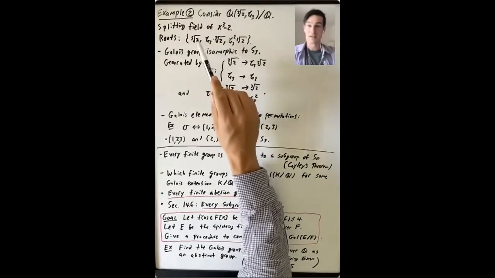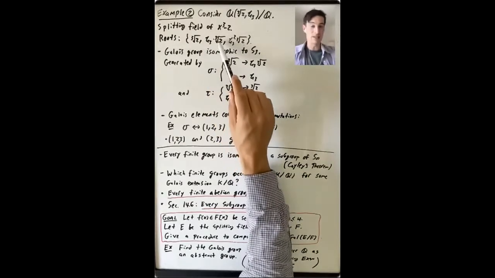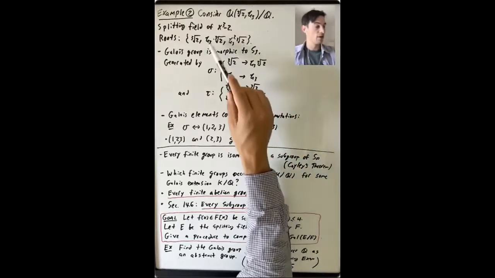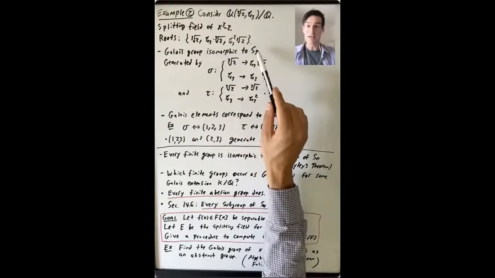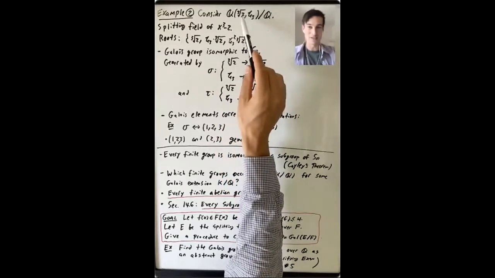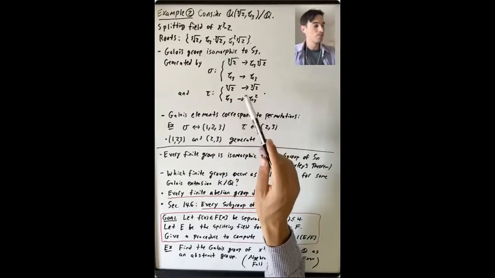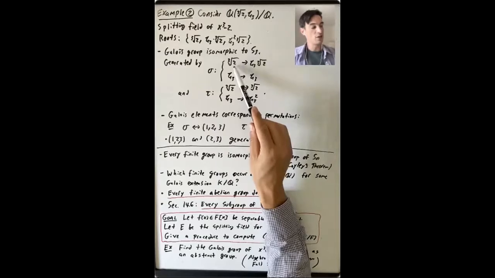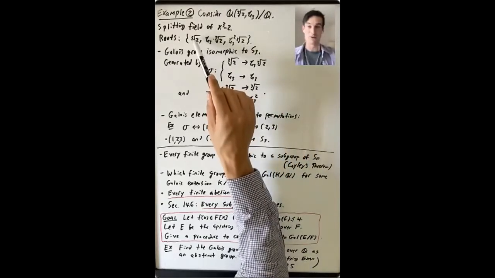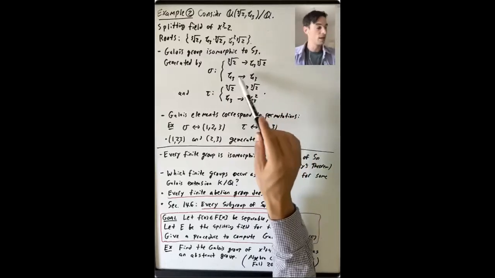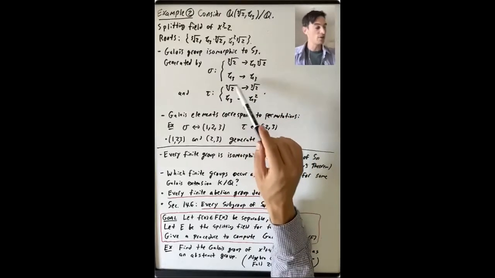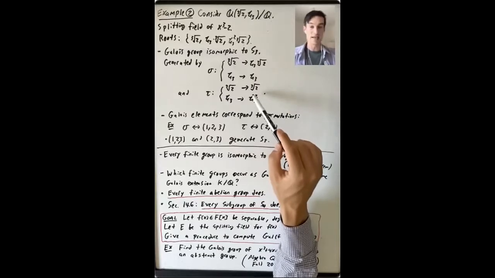What are the roots? Cube root of 2, zeta 3 times cube root of 2, and zeta 3 squared times cube root of 2. We have seen that the Galois group is isomorphic to S3, and that it's generated by these two particular automorphisms of this field fixing Q. Sigma, which sends cube root of 2 to zeta 3 times cube root of 2. So it sends the first of our roots of our irreducible polynomial to the next one. And zeta 3 to zeta 3. And tau, which sends cube root of 2 to itself and zeta 3 to zeta 3 squared.